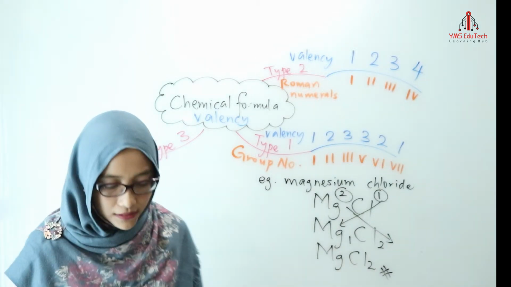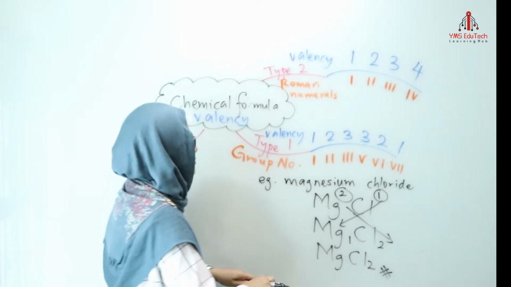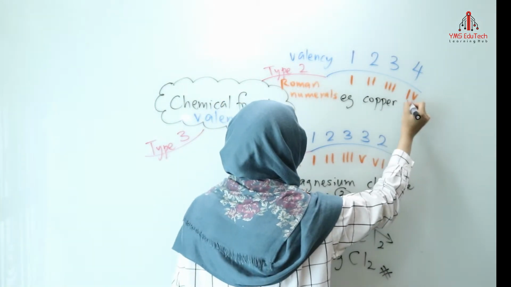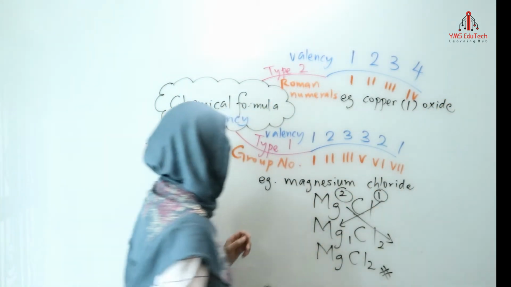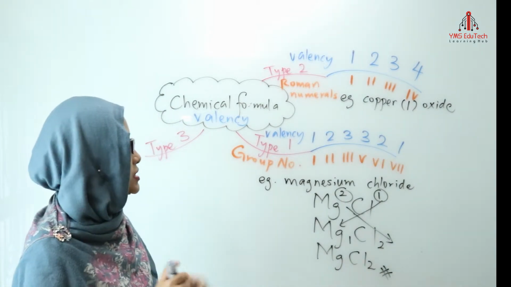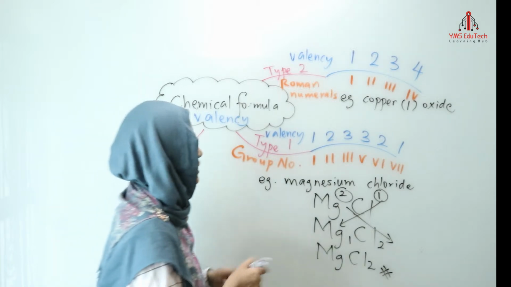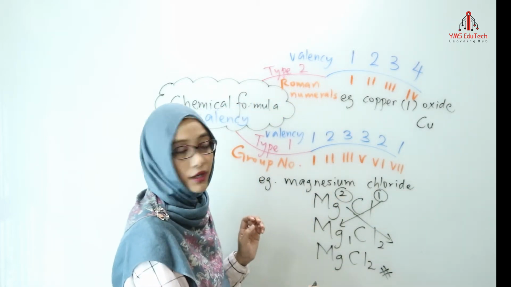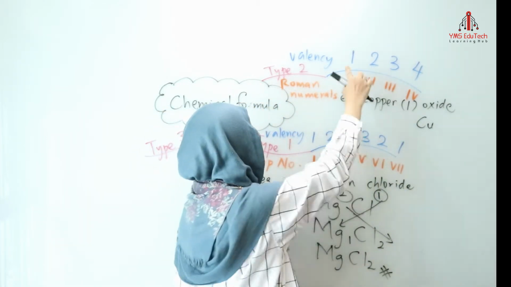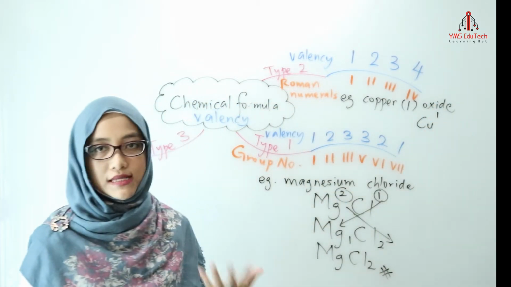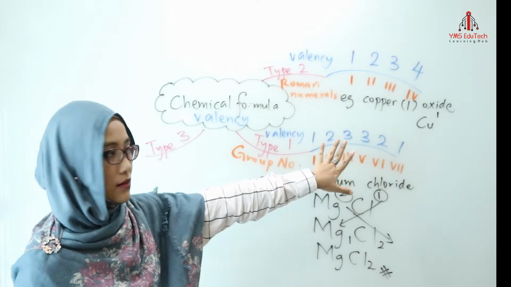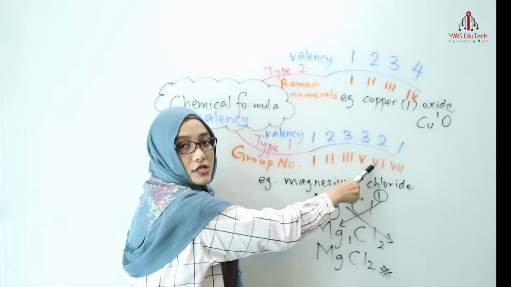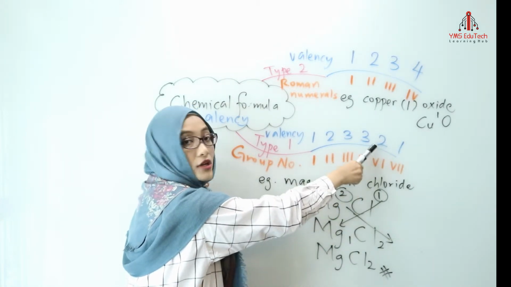Now let's look at an example. I have copper 1 oxide. So how am I going to write the chemical formula of copper 1 oxide? Copper has a symbol of Cu. The Roman numeral is 1, so valency will be 1. Then oxide, remember last week, oxide is just oxygen. Oxygen belongs to group 6, so it carries a valency of 2.